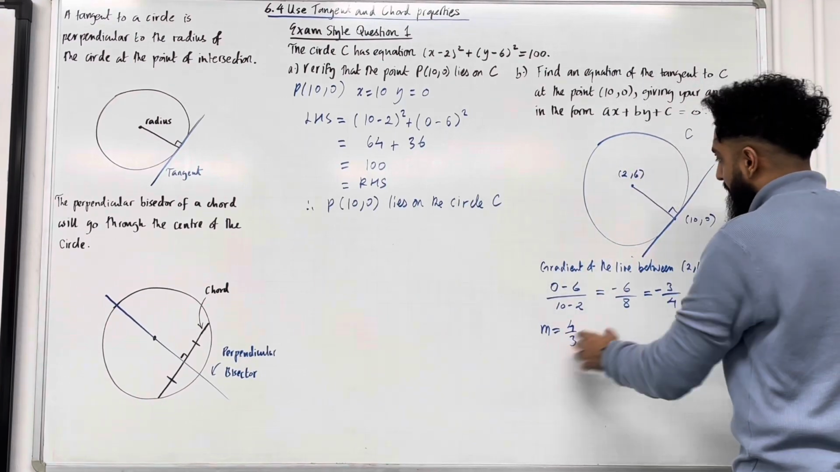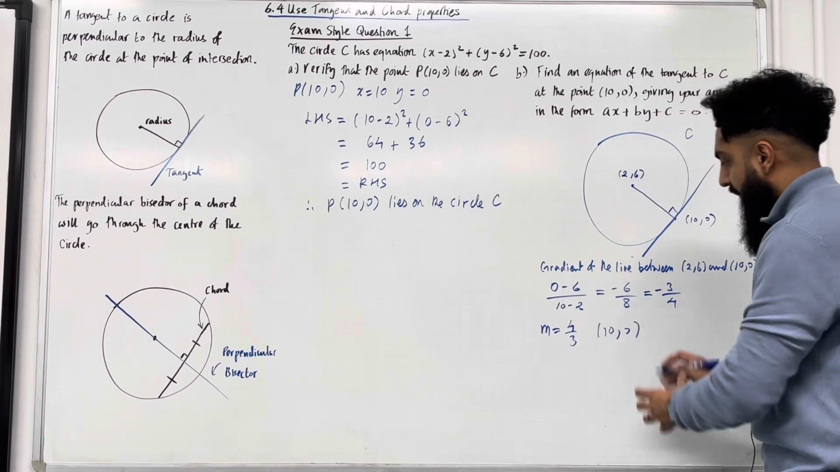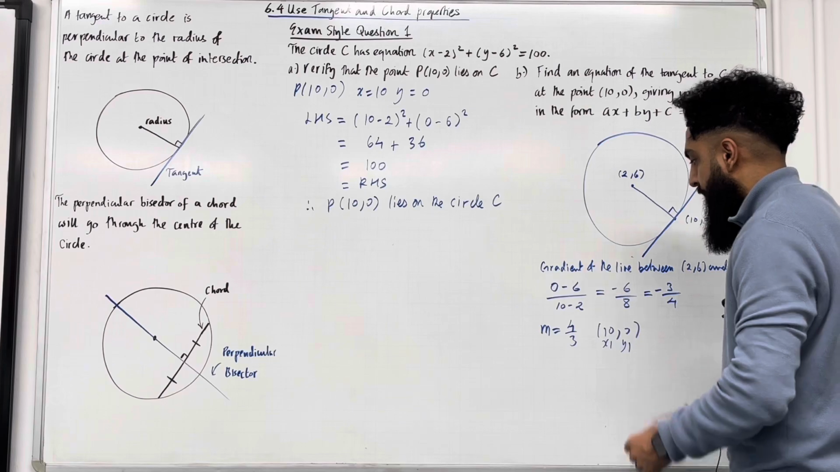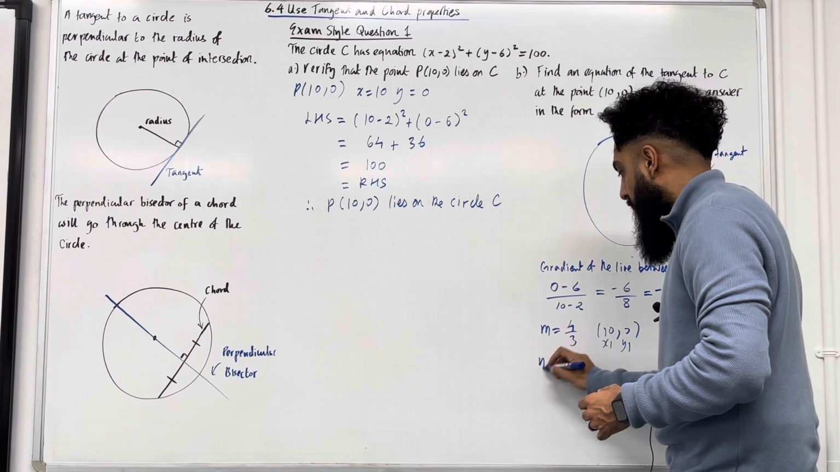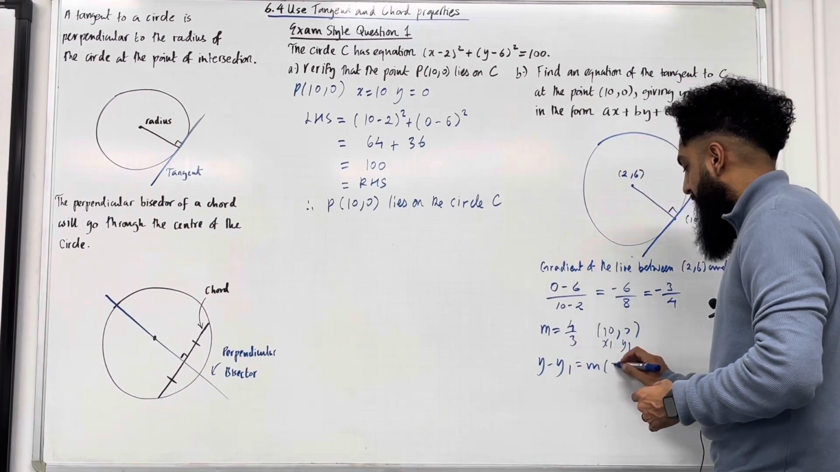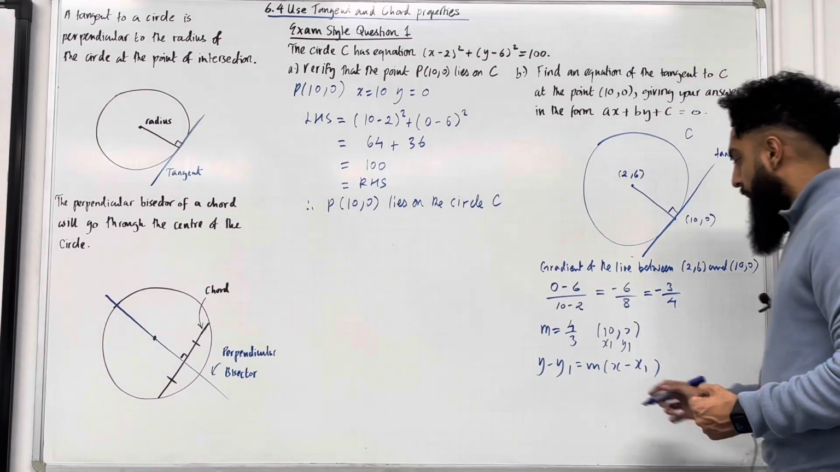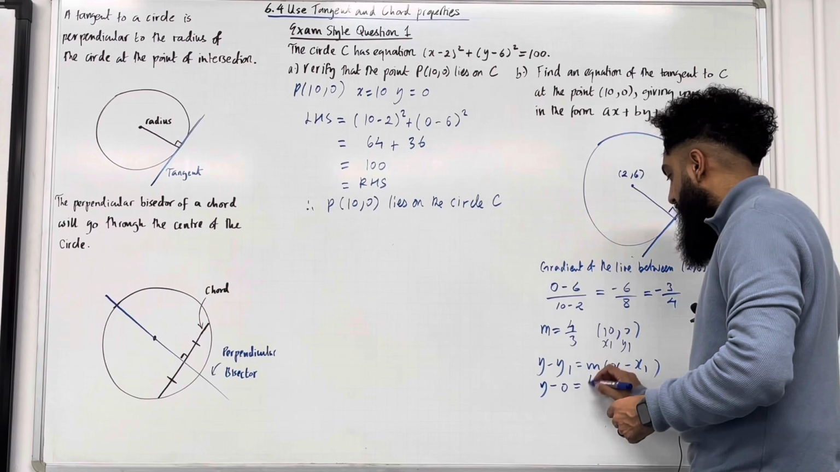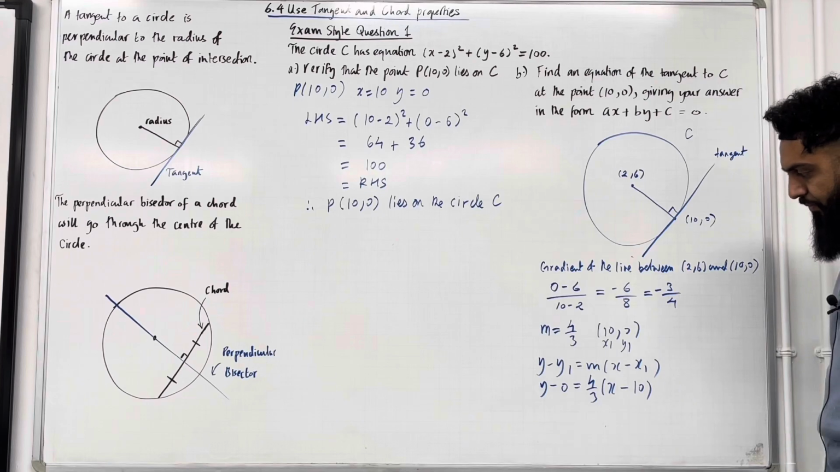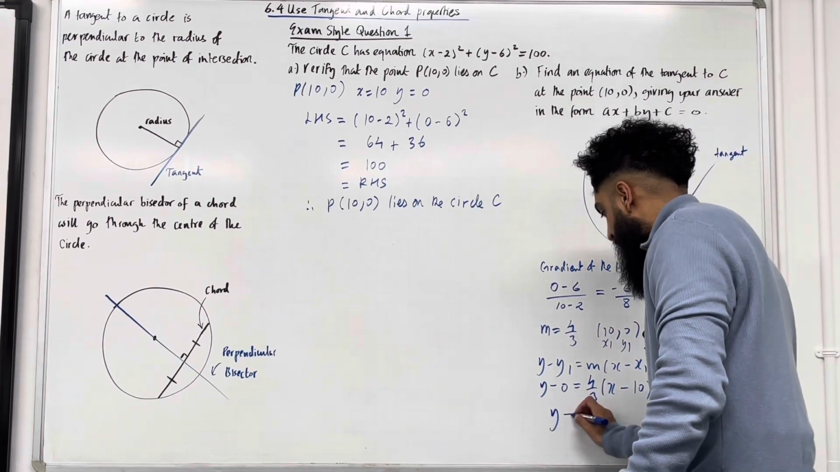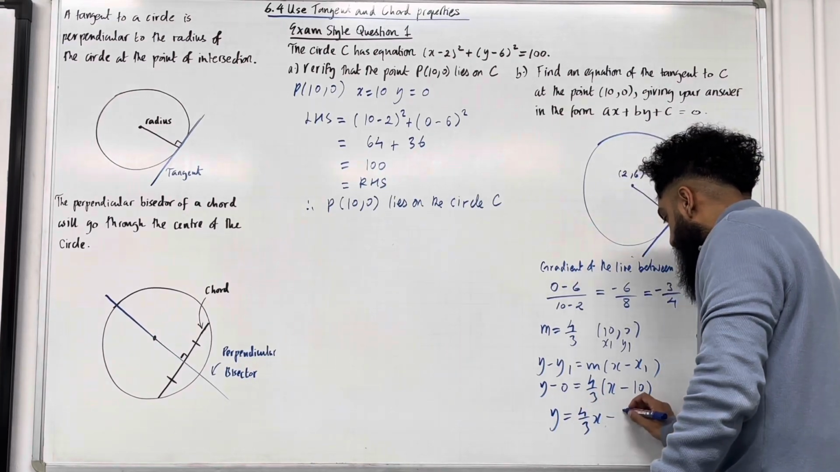So I've got the gradient and I've got the point that the tangent passes through, which is 10, 0. I can label this coordinate x1, y1. Now to find the equation of the tangent to the circle C at the point 10, 0, I need to use y minus y1 equal m multiplied by (x minus x1). So I carry out my substitution. I've got y minus 0 equal to 4 over 3 (x minus 10). So the left-hand side is just y equal. The right-hand side, if I expand the bracket, I get 4 over 3 x minus 40 over 3.